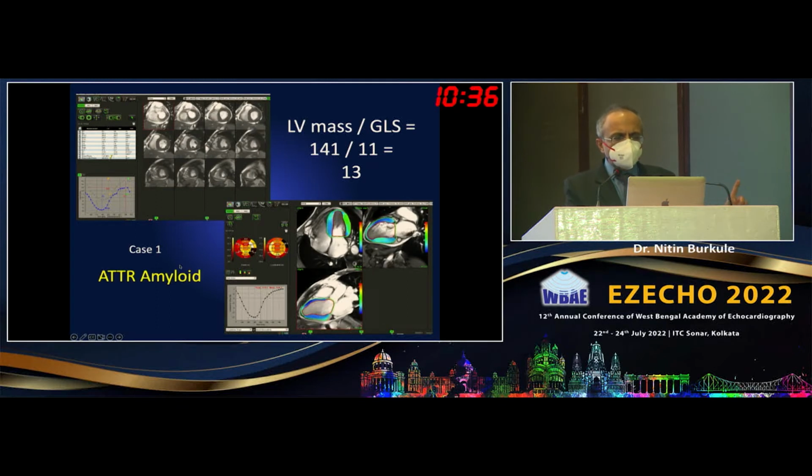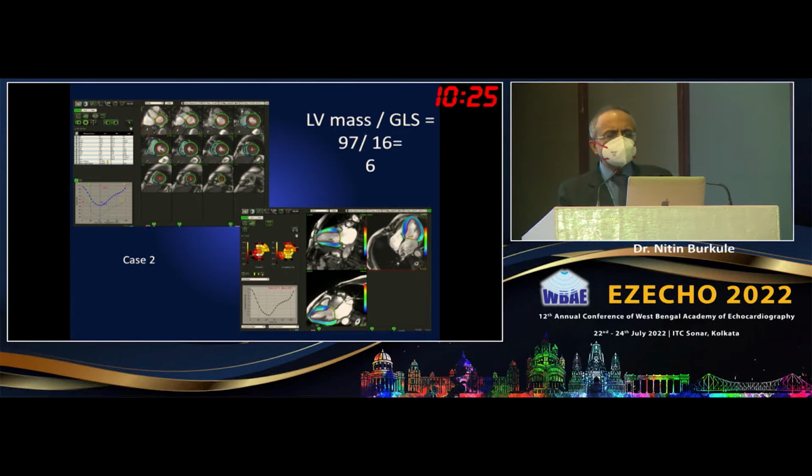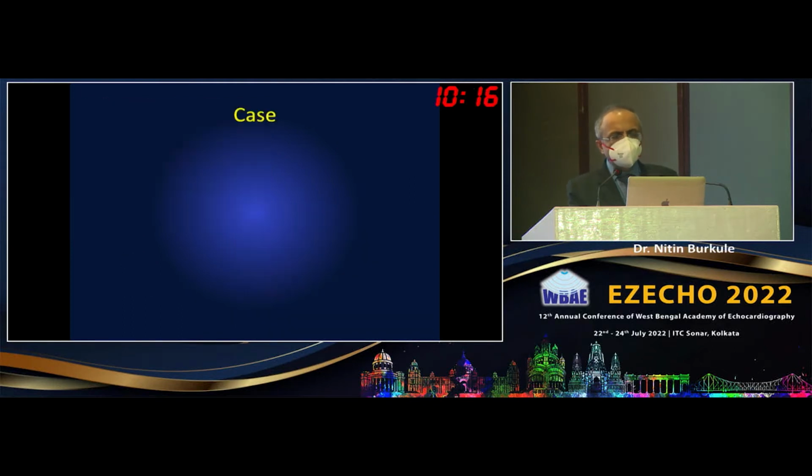While in case 2 that we saw, which was also hypertrophied, if you look at the mass and the GLS, the ratio is less than 10. So for those with a mass to GLS ratio of more than 10, think of ATTR, and for those with the lower ones, think of AL, okay, and this really works in many patients.